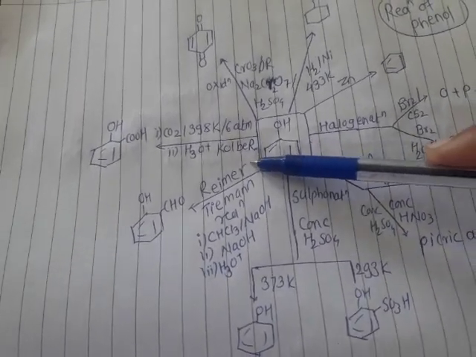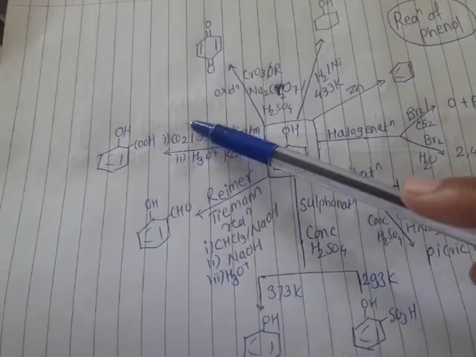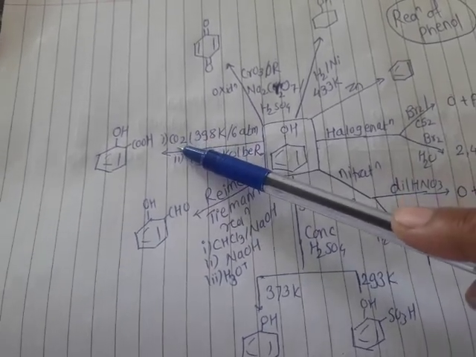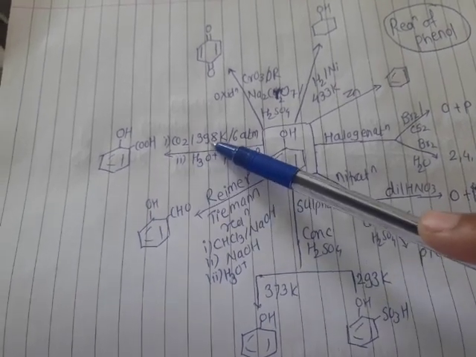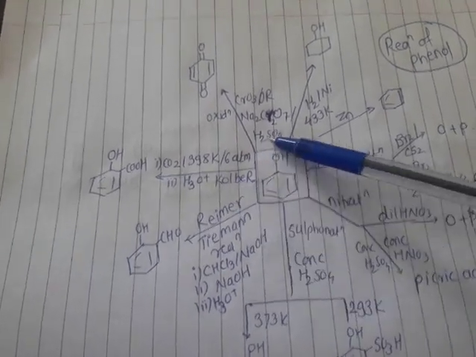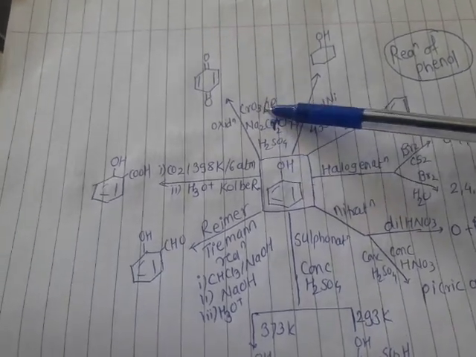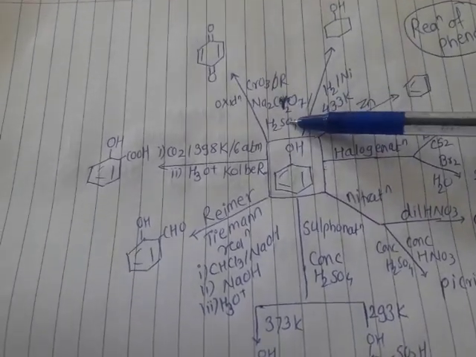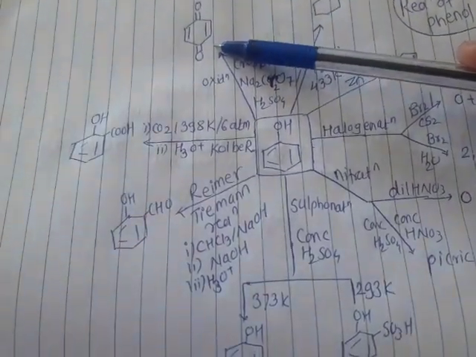Then Kolbe's reaction. So here also we prepare salicylic acid. It is a two-step reaction. In the first step, phenol is treated with CO2 at 398 Kelvin and 6 atmospheric pressure, and then it is hydrolyzed. Third one is oxidation of phenol. It can be done by using CrO3 or Na2Cr2O7 in dilute H2SO4, and we get benzoquinone.